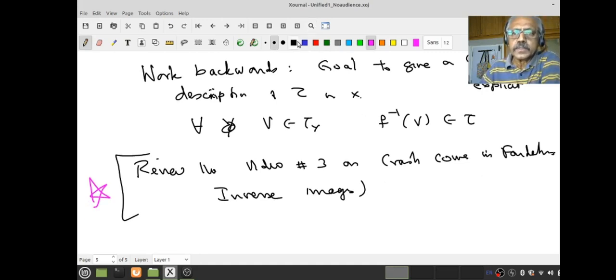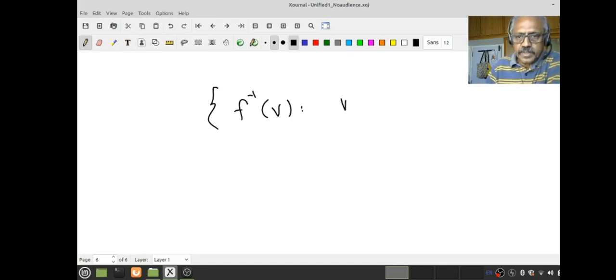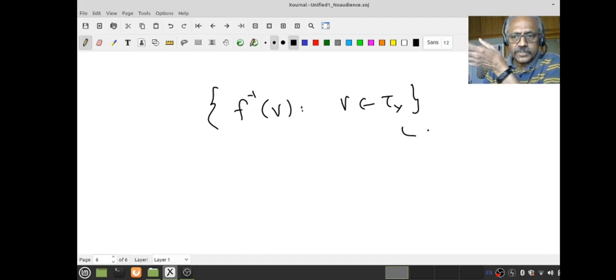Now what does it do? If you have already learned that thoroughly, then let us look at the collection of sets f inverse of B, where B is in tau_Y. As I said, this tau_Y is already a topology. That means it is closed under arbitrary union and closed under finite intersection. The rest of the things are also there: the empty set and Y are there, etc.